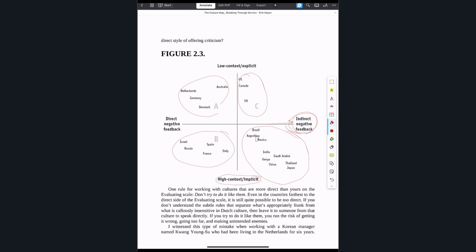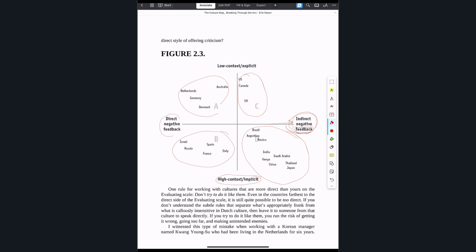But at a more theoretical, more conceptual level, you can think of context referring to explicit versus implicit communication in many areas of life, in all areas of life. Whereas when we are talking about the evaluation dimension, we are only talking about how that implicit versus explicit communication manifests in the context of only providing negative feedback. That's the key difference.